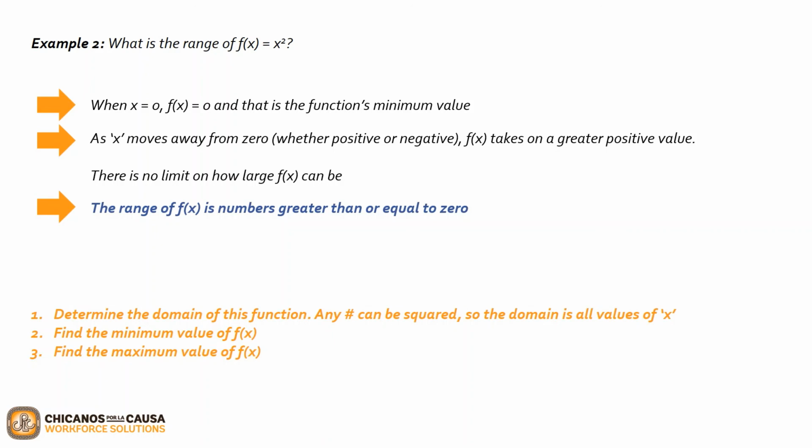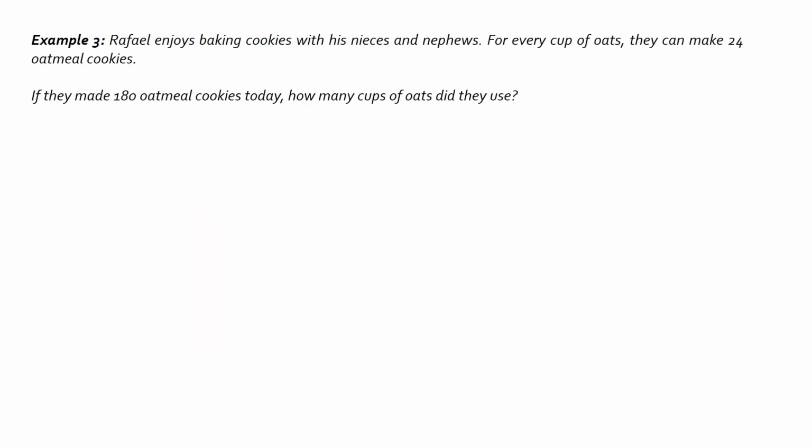Example 3. Rafael enjoys baking cookies with his nieces and nephews. For every cup of oats, they can make 24 oatmeal cookies. If they made 180 oatmeal cookies today, how many cups of oats did they use? So we're already being provided quite a bit of information. We know, one, that for every cup, they can make 24 oatmeal cookies, and we know how many cookies they made today. So essentially, we're working backwards.